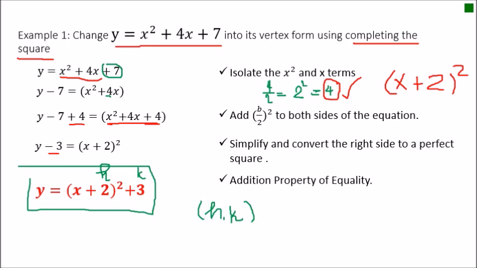Okay? So, wag ninyong kakalimutan na ang h natin dito sa vertex form ay naka-negative. So, ang h natin, since ito ay plus 2, pag sinulat natin yung vertex niyan, this will become negative 2. And then, yung k natin, hindi mapapalitan, positive 3 pa din siya, kasi plus k naman yan sa vertex form natin. So, ang vertex ng parabola natin ngayon ay negative 2, 3. Ganyan lang po siya. Okay?